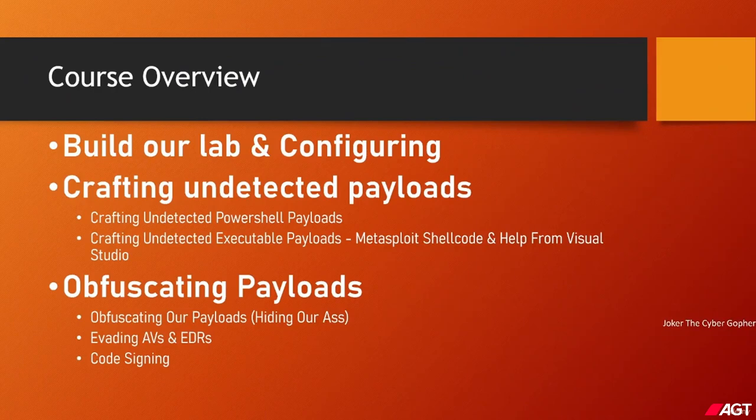Course overview. First things first, we start with building the lab, for example, setting up the environment, updating our machines to their latest versions and security, installing all the tools we are going to use throughout the course, etc. And from there, we start building our undetected payloads by taking well-known PowerShell payloads straight from the internet and making them evade very up-to-date security mechanisms.